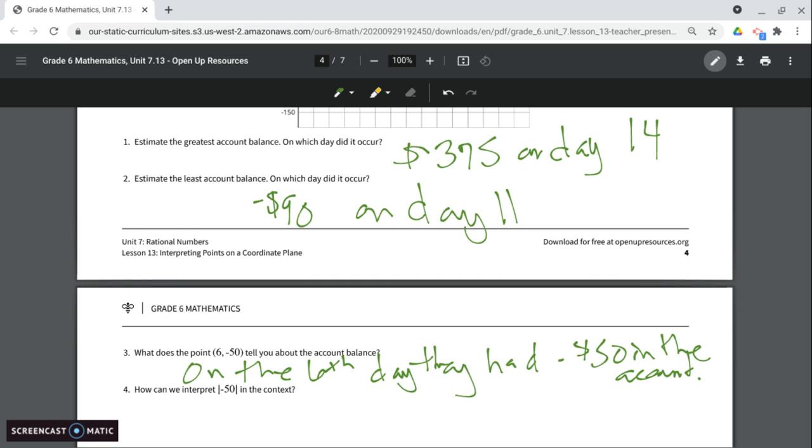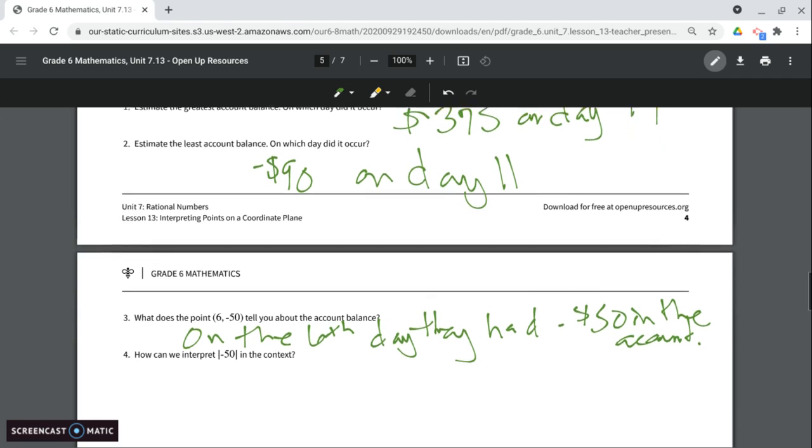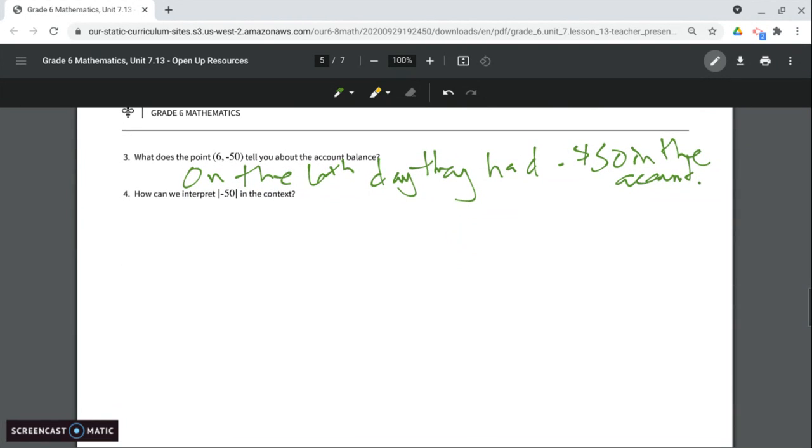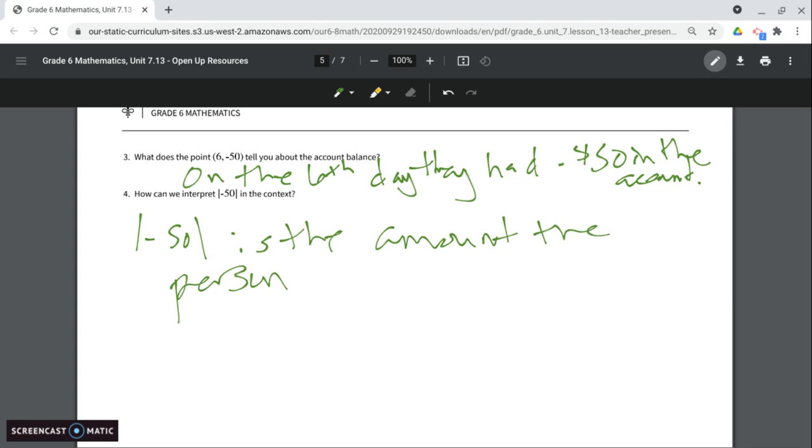All right, and number 4, how can we interpret the absolute value of negative 50 in the context? So the absolute value of negative 50 would represent how much they're going to owe, how much it would take to get back to 0. So the absolute value of negative 50 is the amount the person owes to the bank.